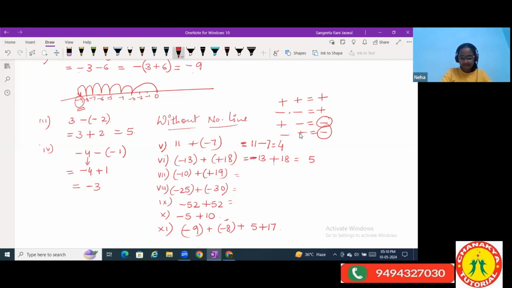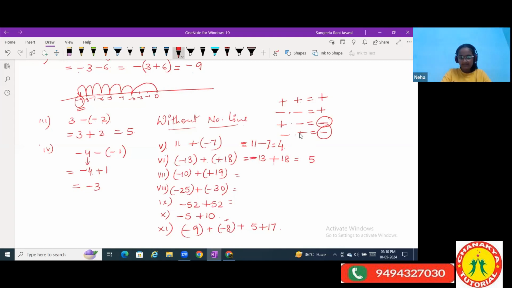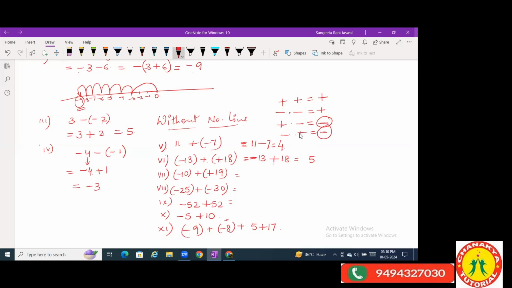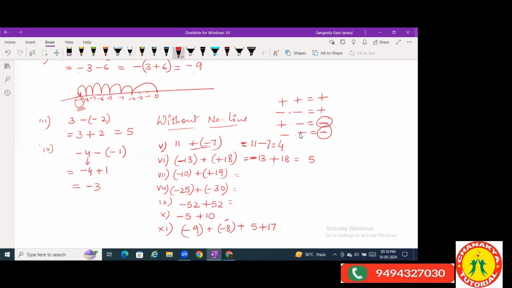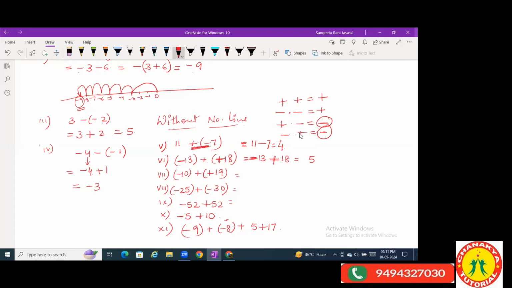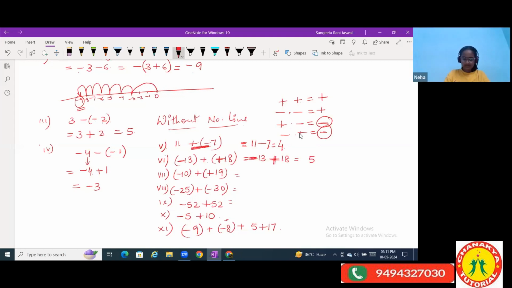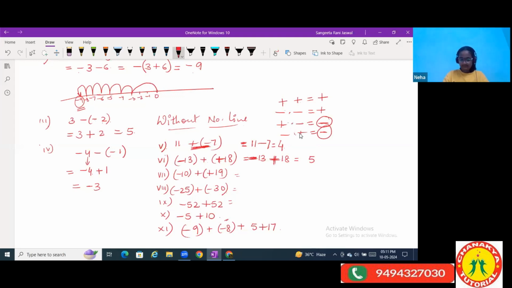Okay, so just keep this sign rule in your mind. Whenever you have two different signs of two numbers, you do subtraction. When you have the same signs, you do addition. Either the signs are together in the middle, or one sign is with one number and the other sign with the other number. You do subtraction, right? You just have to follow this rule. Whenever two different signs are there, you do subtraction. Whenever the same signs are there, you do addition.